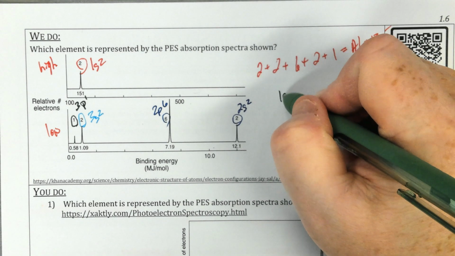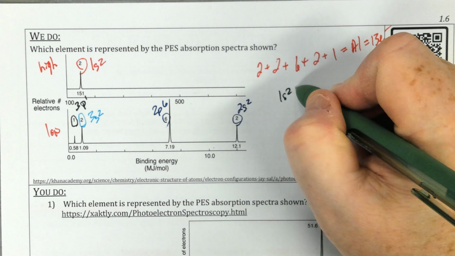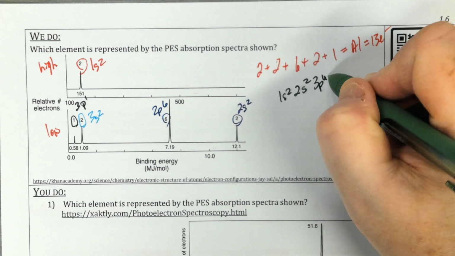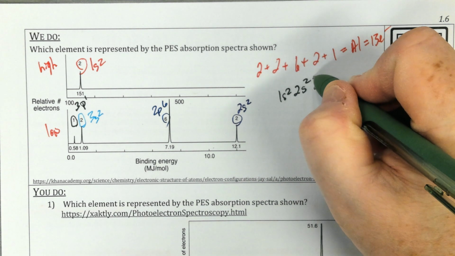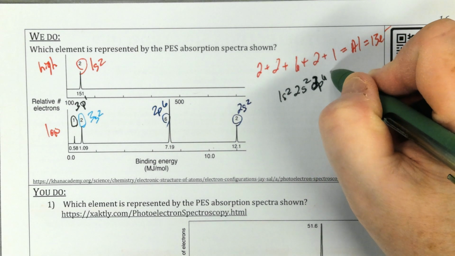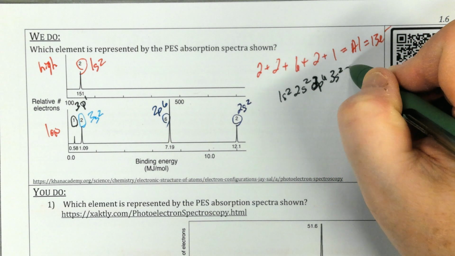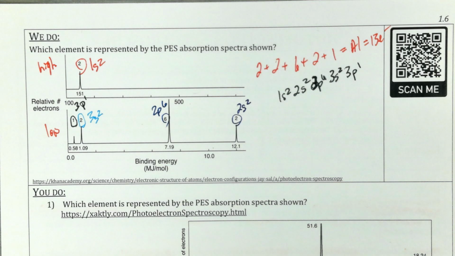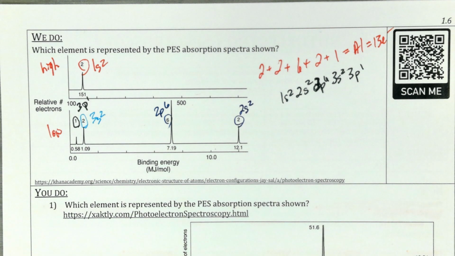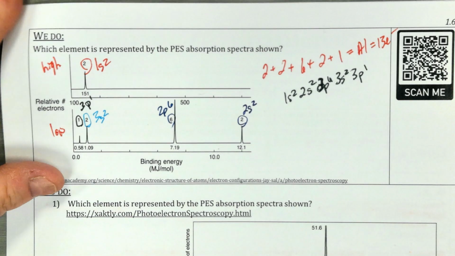So 1s2, 2s2, 2p6, 3s2, 3p1, in that same order. So be able to identify the subgroups and their electrons from a stacked and a regular PES. All right, let's look at the Udemy problems.